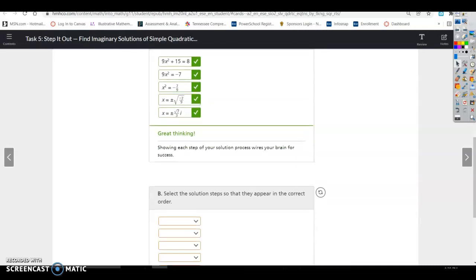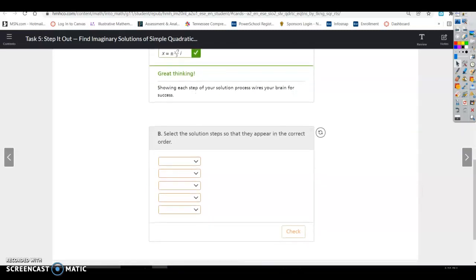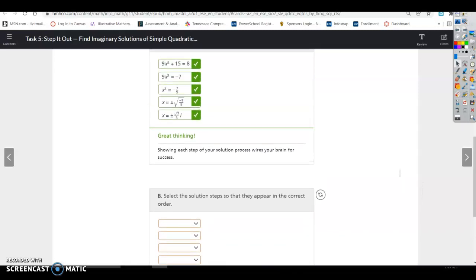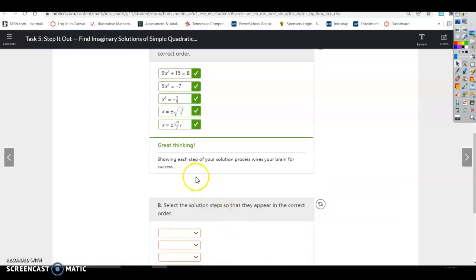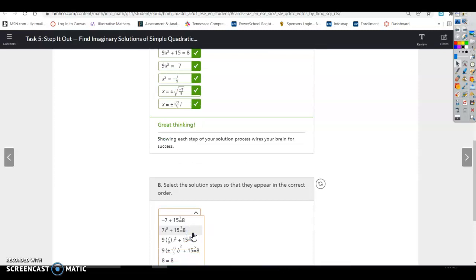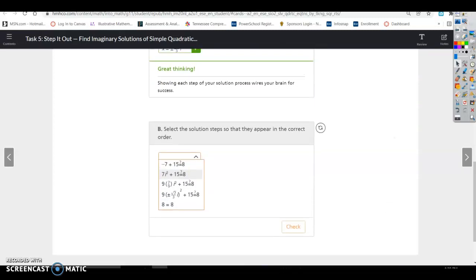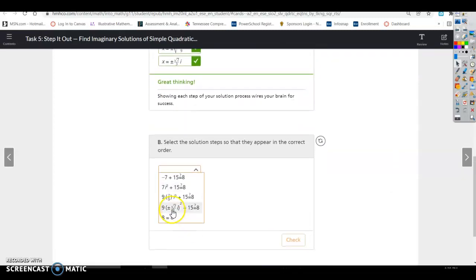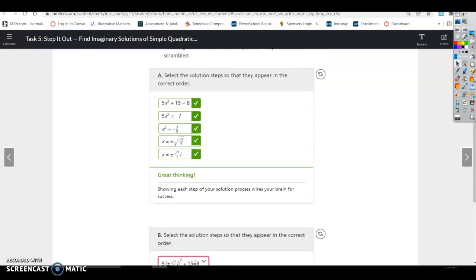All right, now we have to check the solution. So it says select the solution steps so they appear in the correct order. So we would want to take this solution here and plug it back into the x squared. So let's see what we're given here. So we're going to have 9 times plus or minus square root of 7 over 3i. We're going to square that. So that would be our first step. So that's taking this first step here and simply plugging this in for x.